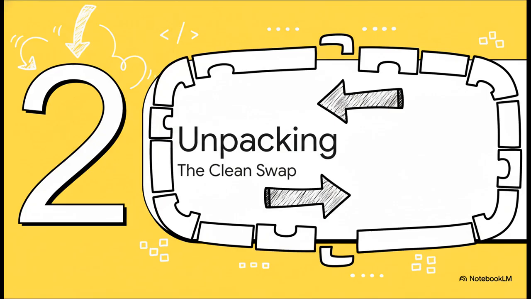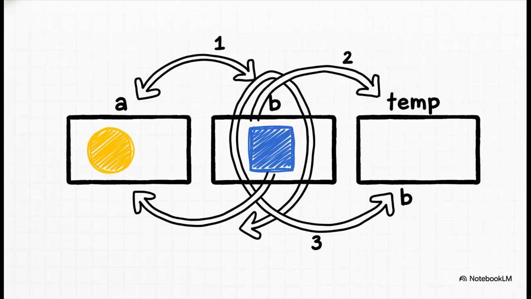Okay, with that foundation, let's unlock our first Pythonic power-up, the clean swap. This is where we get to see how tuples let us write incredibly clean and readable code for a really common task. All right, picture this. You need to swap the values of two variables, A and B. In a lot of other languages, you have to do this clunky three-step shuffle with a temporary variable. You copy A into temp, then B into A, and finally temp back into B. It works, sure, but it feels clumsy, right?